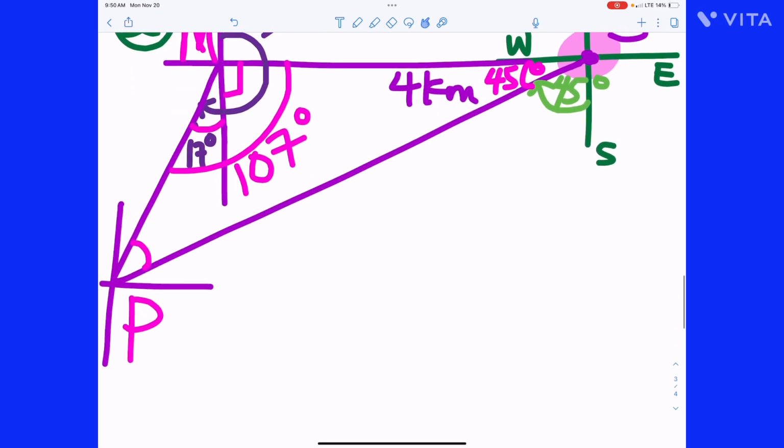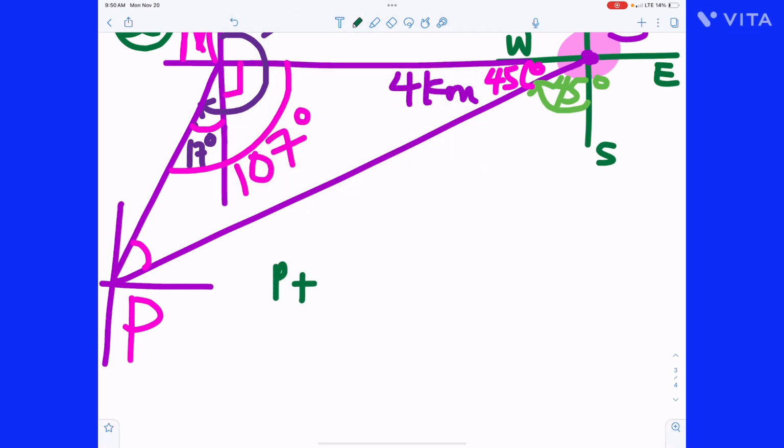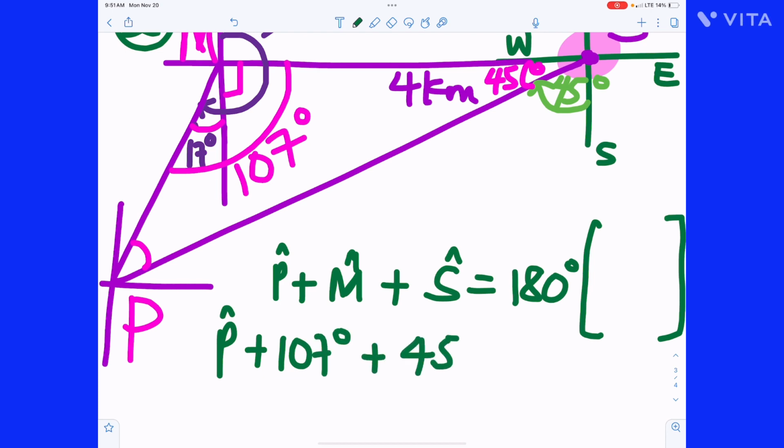So what are you going to do to get P? I will say the angle at P plus the angle at M plus the angle at the starting point is 180 degrees. Sum of angles in a triangle. Put your reason in brackets. It's compulsory, please. So I don't know the angle at P, so I'm going to say P plus 107 plus 45 is 180.